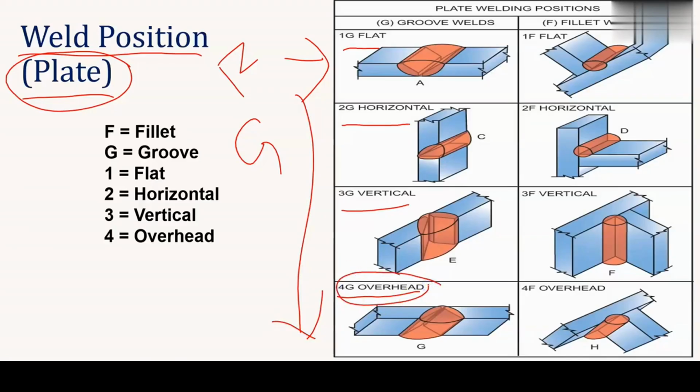When it comes to fillet welding, we will use 1F. If it is mentioned as 1F, then it means that it is a fillet type of welding that we have to weld in the flat manner. If it is 2F, it is a horizontal type of welding, 3F is a vertical type fillet welding, and 4F is nothing but an overhead fillet type of welding, right?